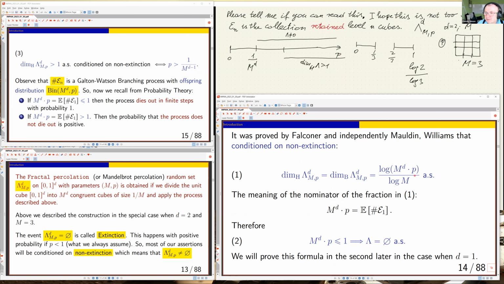If you have a look at this, what you need is that m to the power d times p is bigger than m, in order to ensure that this ratio is bigger than 1, which means that p needs to be bigger than 1 over m to the power d minus 1. This is what you need in order to have dimension bigger than 1.